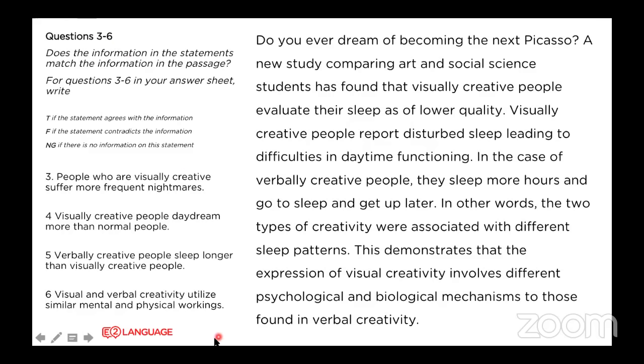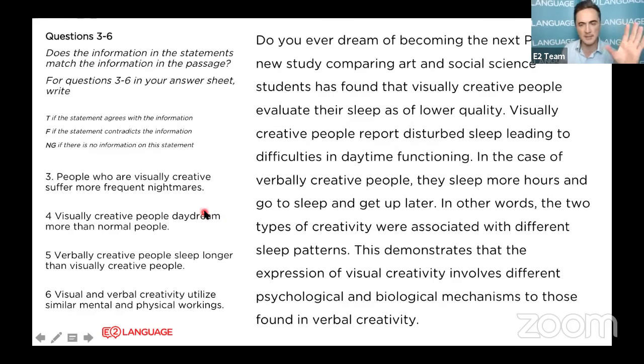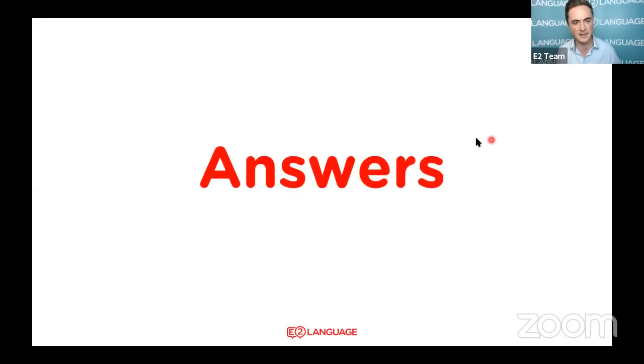All right, so we need to think about whether these statements are true, whether they say the same thing as the passage, whether they're false, whether they directly contradict what's said in the passage, or whether there's just no information and we can't assume anything. We can't read between the lines, in which case it'll be not given. So number three, people who are visually creative suffer more frequent nightmares. While here it says visually creative people report disturbed sleep. Does that mean nightmares? Not necessarily. And we can't assume that disturbed sleep means nightmares. Maybe they just wake up more. So the answer to this one is not given.